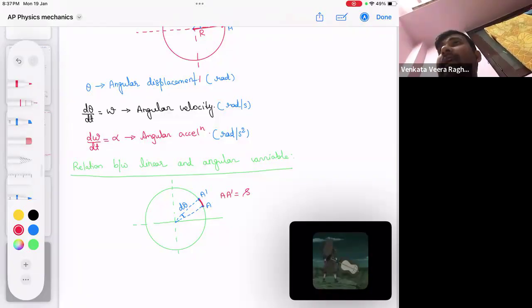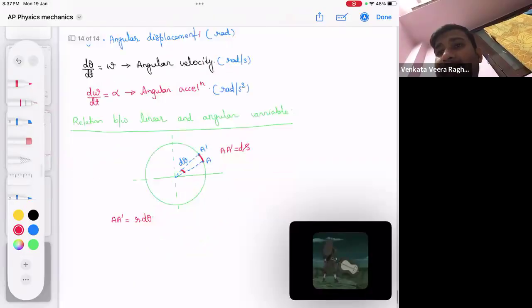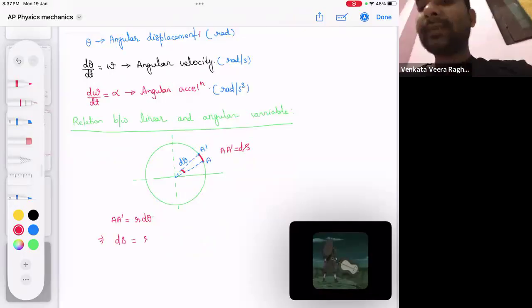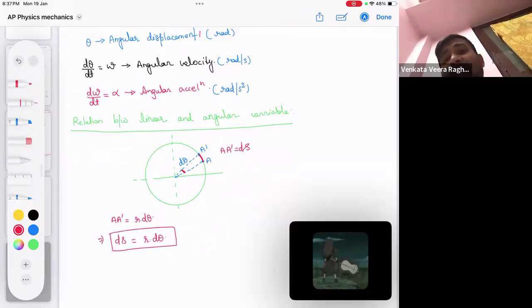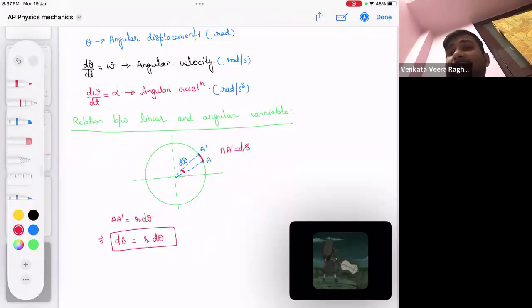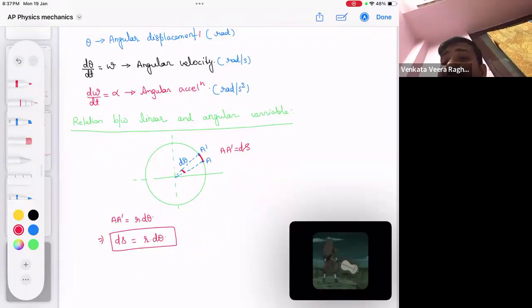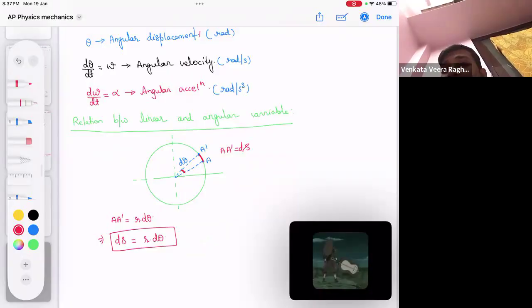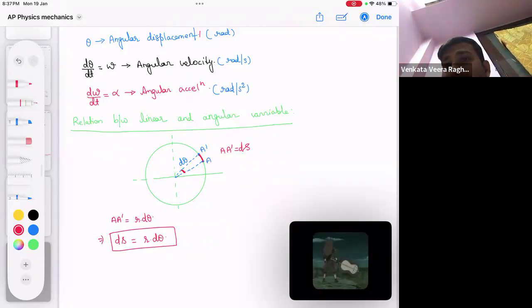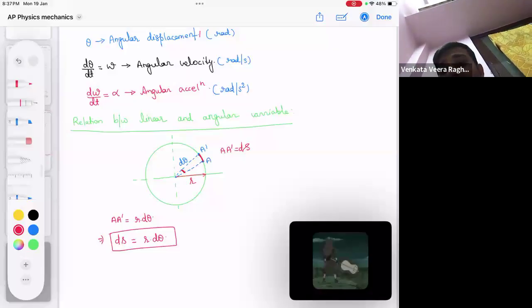And d theta means how much angle it has covered. So can I say that the distance to A dash is going to be R into d theta? Or let me call it ds. So ds is the linear displacement. d theta is called angular displacement. And how are they related? Linear displacement is equal to arc length. Arc length equals r into d theta, where r is the radius of the circular path.